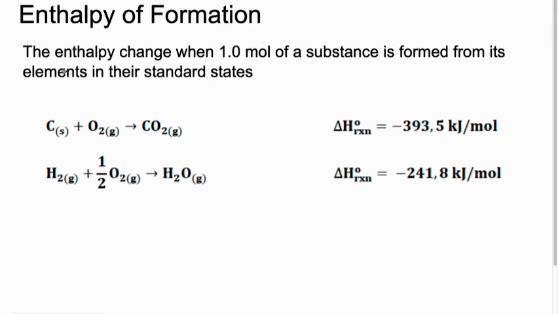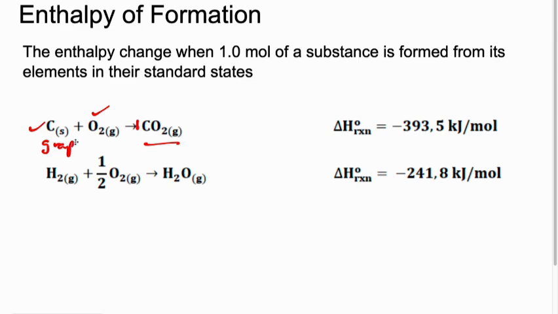All right, enthalpy of formation. This is the second method we can use. This is the enthalpy change when 1 mole of a substance is formed from its elements in their standard state. So here we have carbon dioxide, and I'm making 1 mole of it. I need carbon and I need oxygen. This is how carbon and oxygen are found in nature. Carbon is found as a solid.